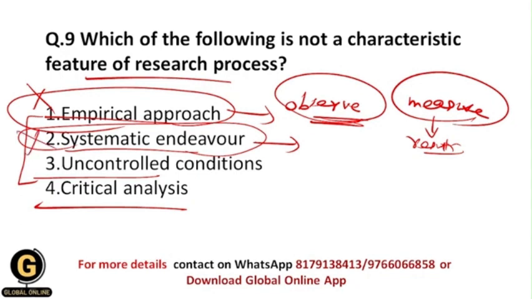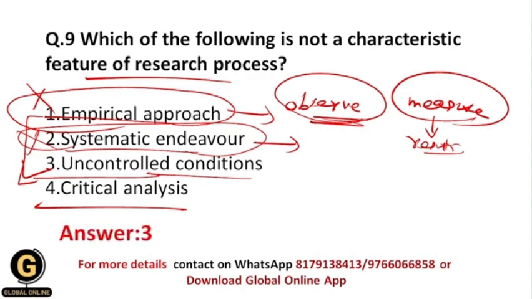Uncontrolled conditions, yes, so within the research process we have the controlled conditions, because under these controlled conditions we can manually manipulate the independent variables, and we get the effects on the dependent variables, and for that we need the controlled conditions for our variables under study. Okay, and that's why this is not a characteristic of research process, because a research process has the controlled conditions. So uncontrolled conditions is not a characteristic feature of research process. So this is the correct answer to this question.